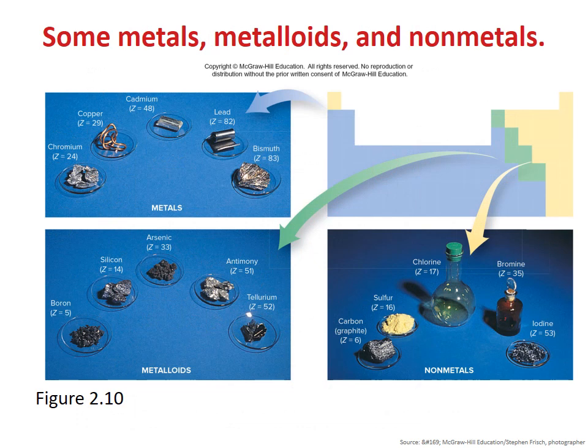This shows some examples of metals, metalloids, and nonmetals. Metals are solid, shiny, and conduct electricity. Nonmetals can be different colors, solid, gas phase, or liquid phase. Some of them are also shiny solids, but they don't conduct electricity. Metalloids, many of them look like metals, but they don't conduct electricity as well as metals.